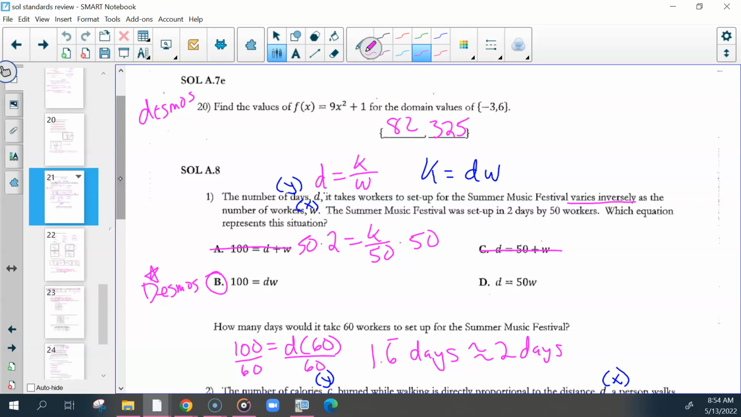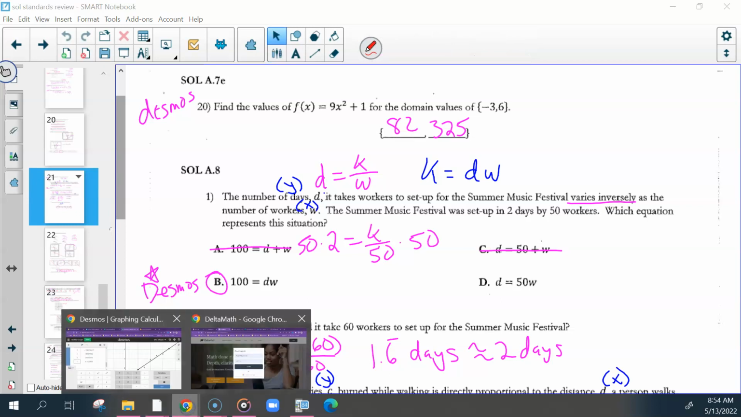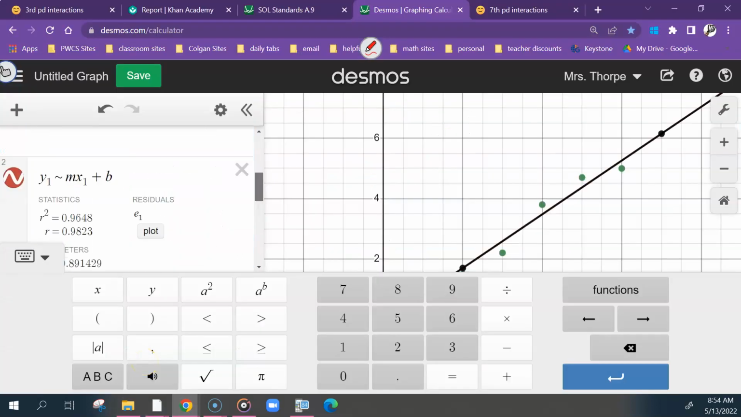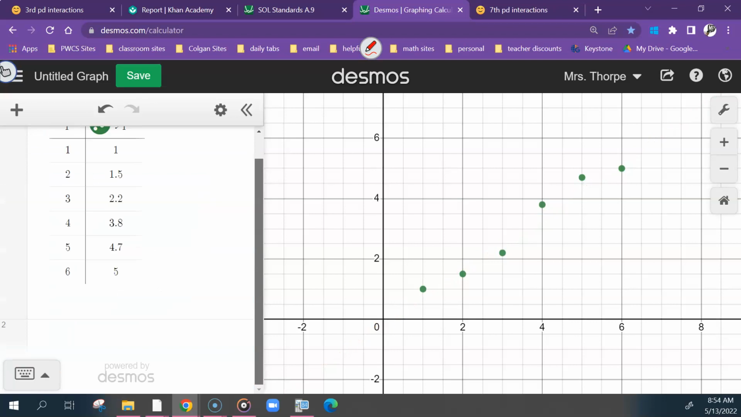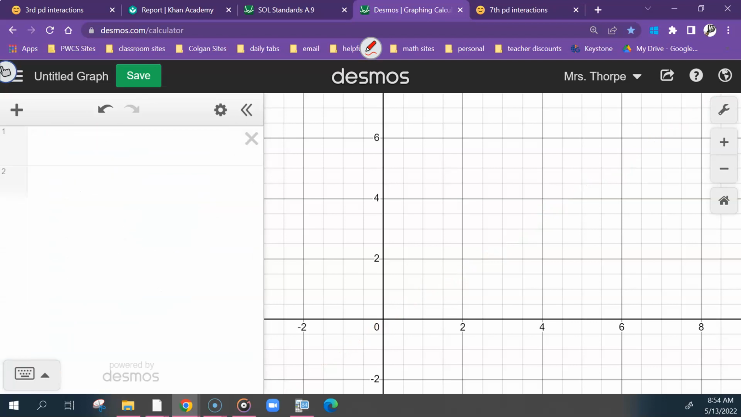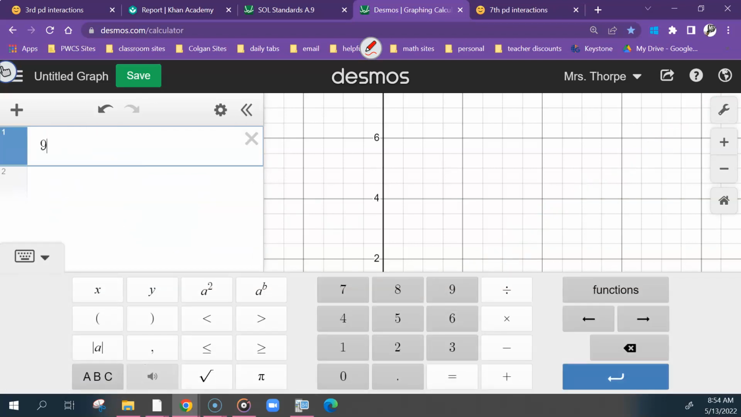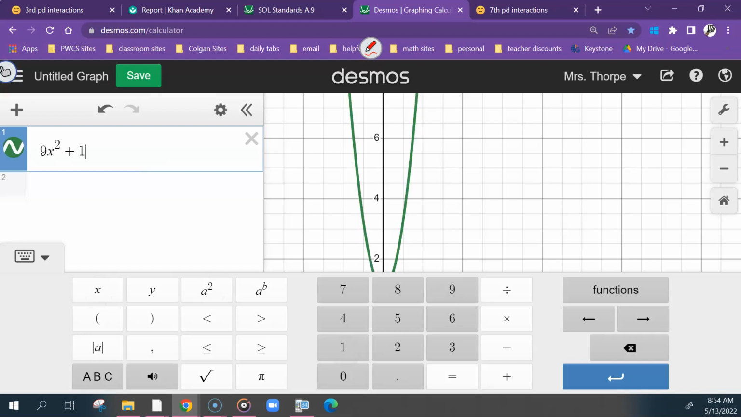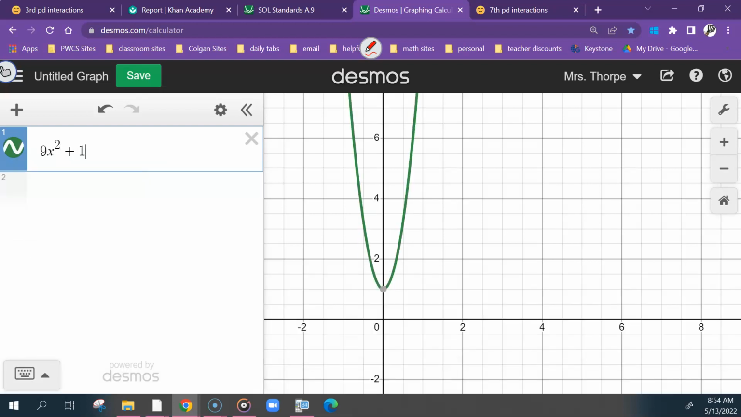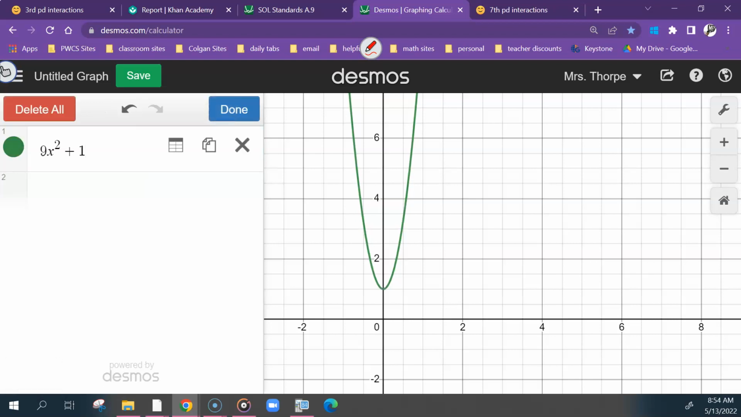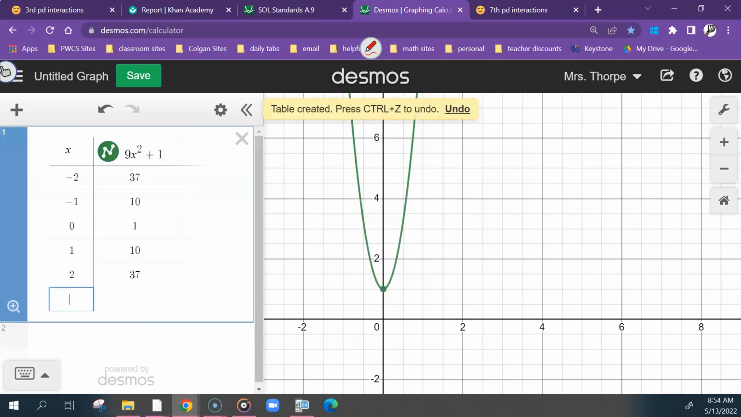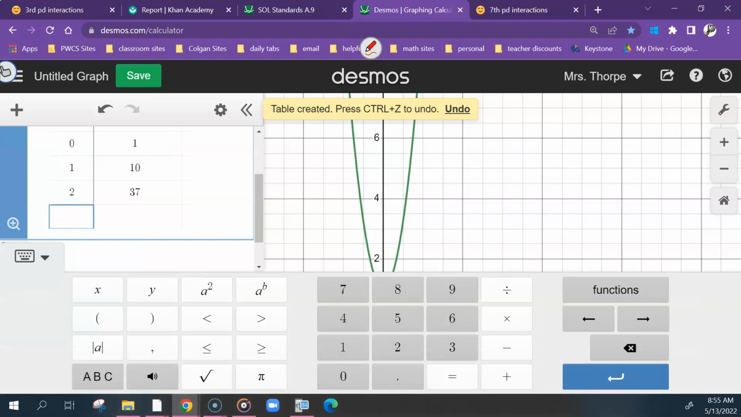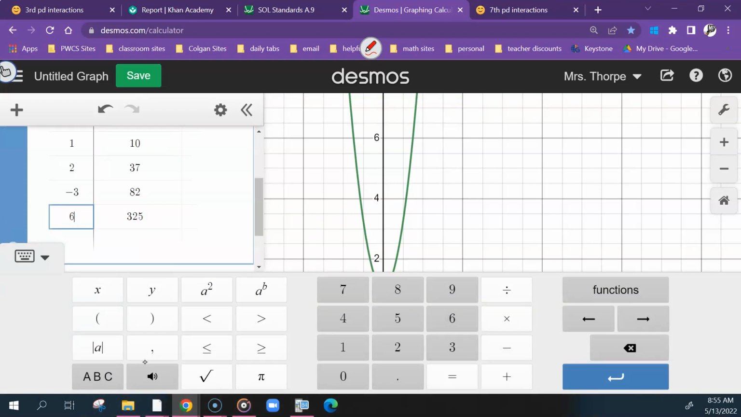Anyone need to see that one done in Desmos? 9x squared plus 1. Okay, so I have my equation, I go into my gear wheel, I make this a table, and I'm looking for -3 and 6. And I would just put in those 2 answers.